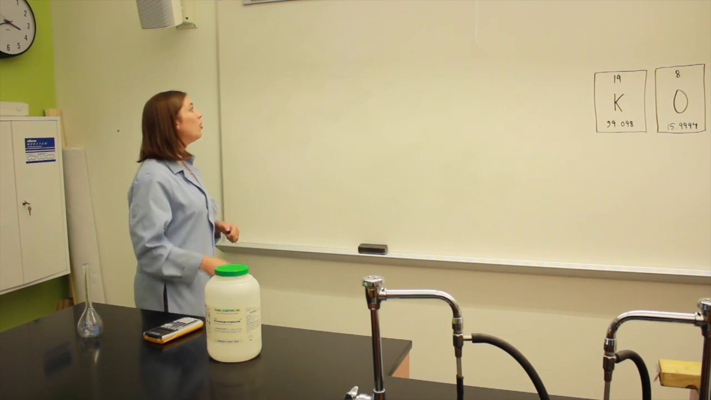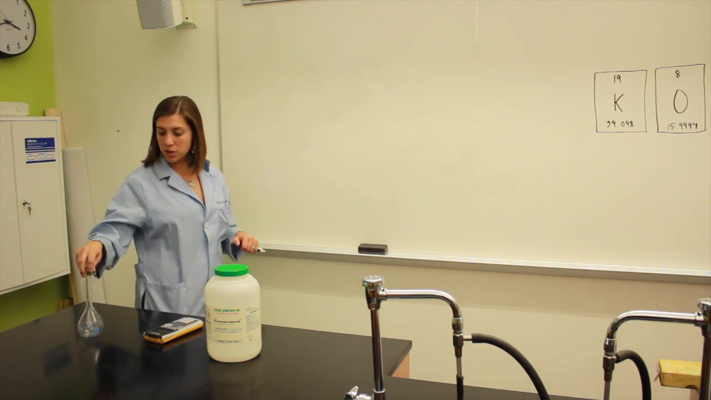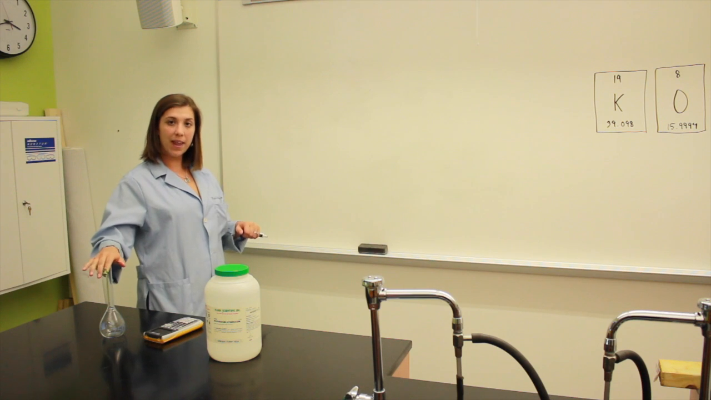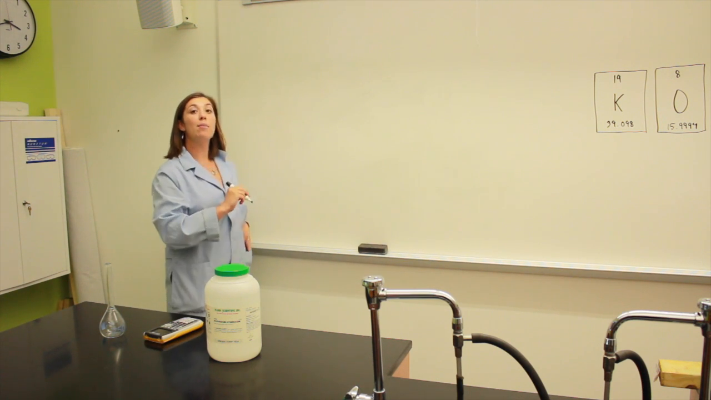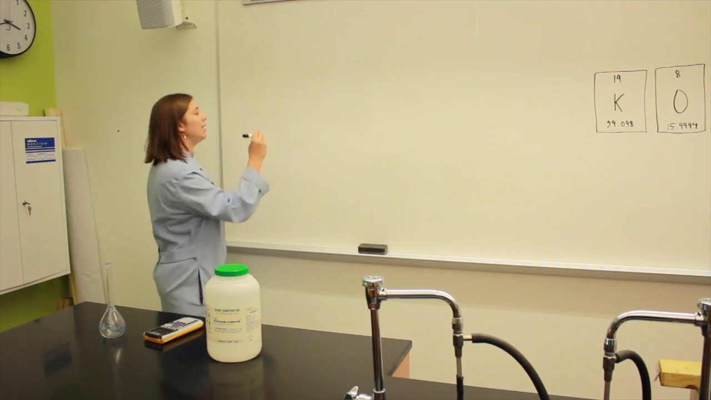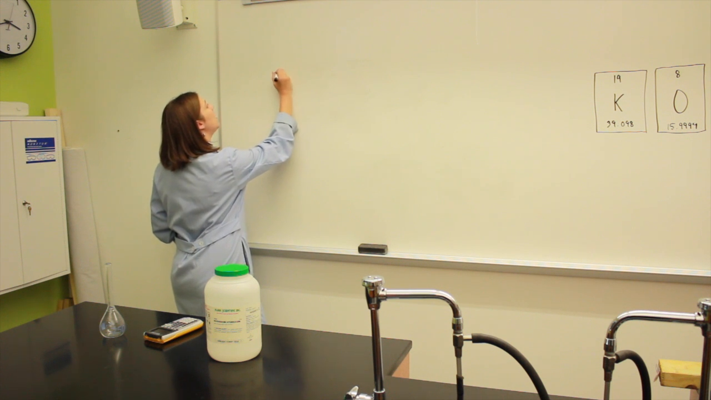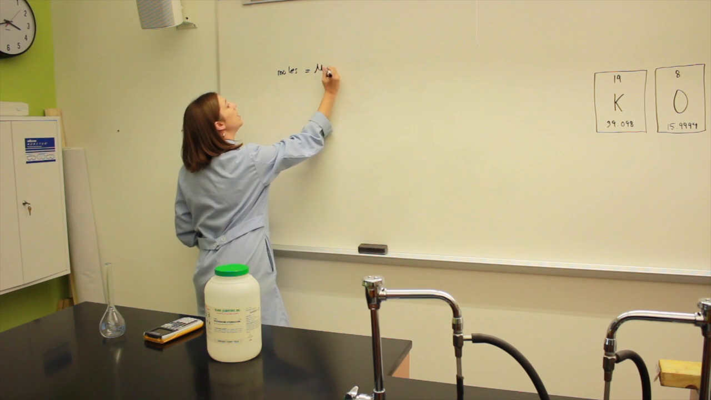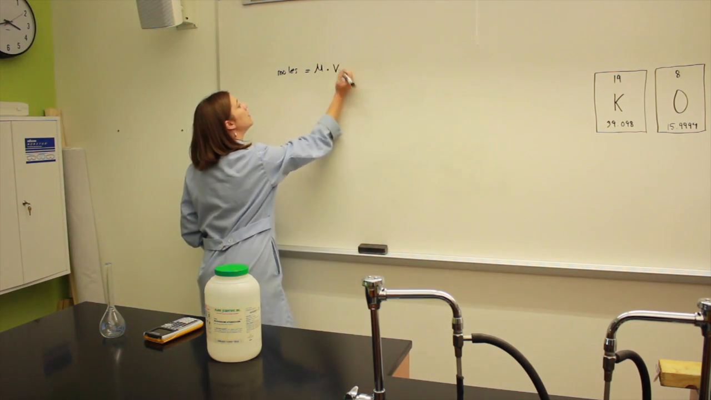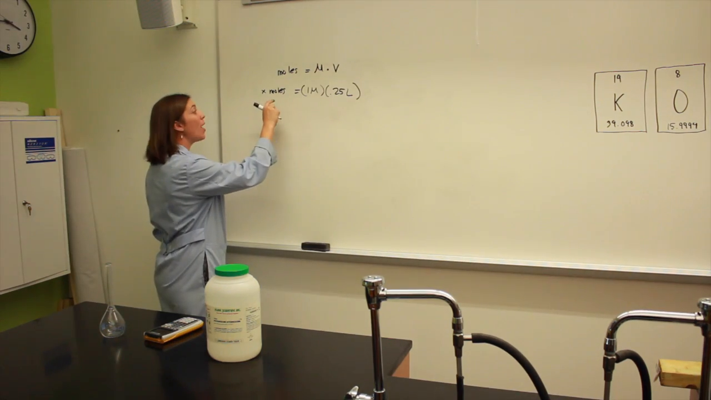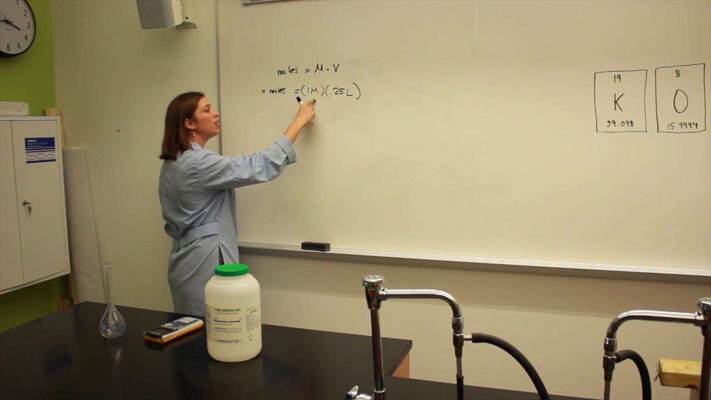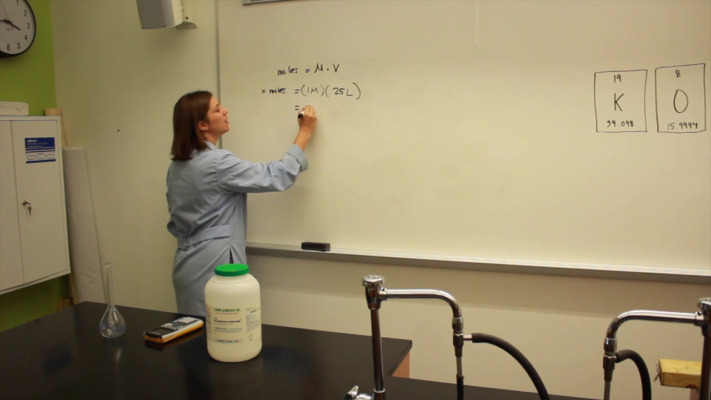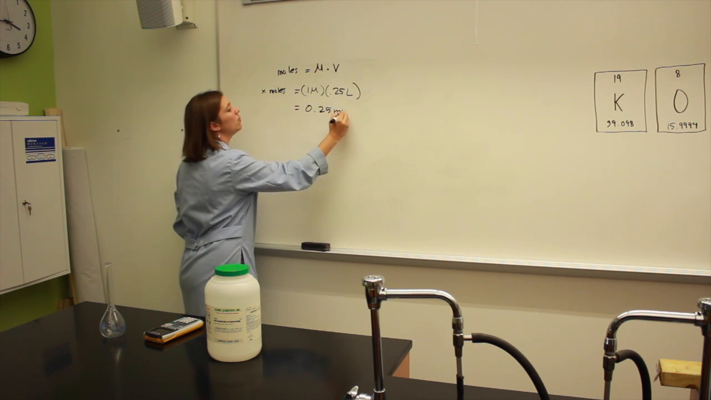Okay. But you said you wanted a 1 molar solution, and we're going to use a 250 milliliter volumetric flask. So first we need to figure out how many moles of KOH we're going to need for our solution. So we're going to say moles equals molarity times volume. So X moles is going to be equal to 1 molar times 0.25 liters. This gives us 0.25 moles.